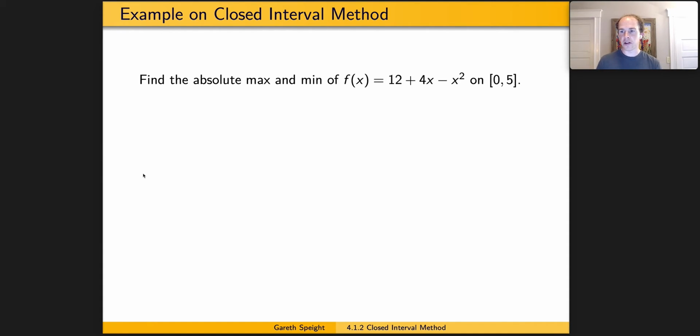So remember the closed interval method. What do we have to do? We have to find the critical numbers, so we have to solve either where the derivative does not exist. It's a polynomial, so the derivative exists everywhere, so we don't have to worry about that. Or we have to find where the derivative equals 0. If we differentiate, we get 4 minus 2x. If we solve that equals 0, we get 4 equals 2x, so x equals 2. So there is exactly one critical number, at x equals 2.